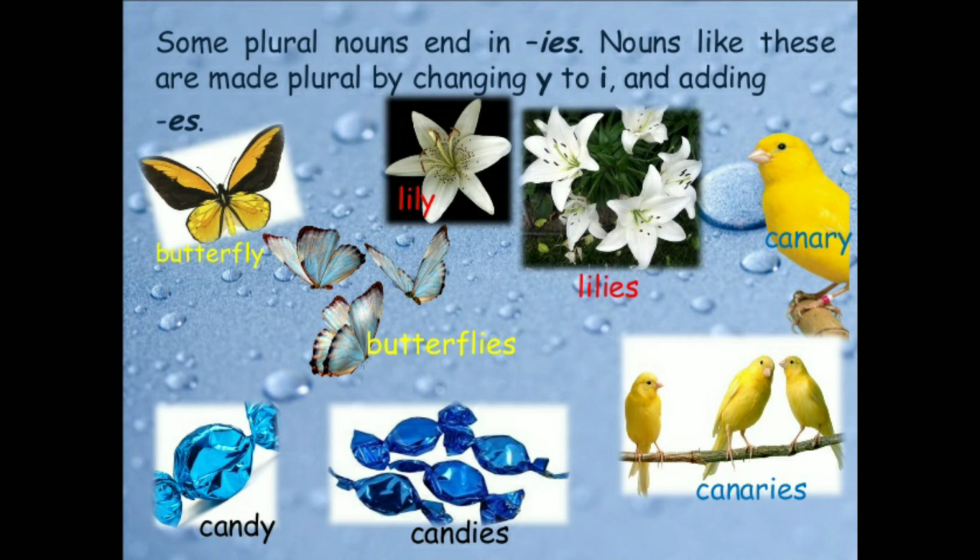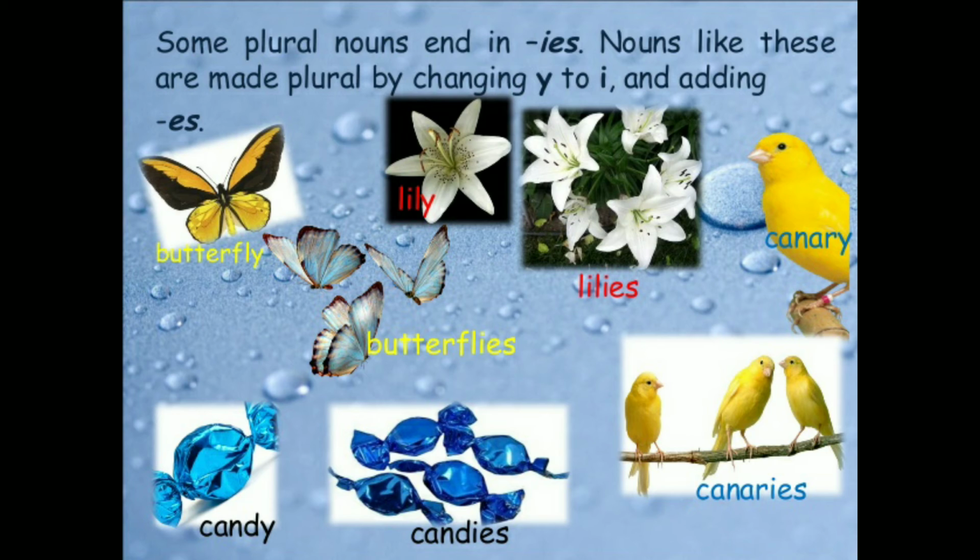Now let's see the second rule. Okay, nouns that end with the letter Y can be made plural by changing Y to IES. Again I repeat, nouns that end with the letter Y can be made plural by changing Y to IES to make it plural.